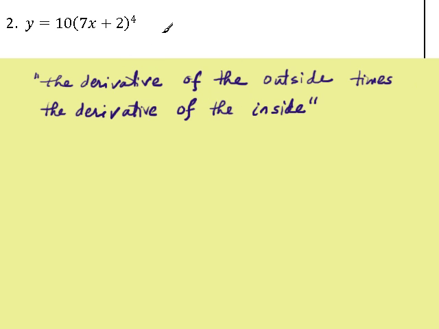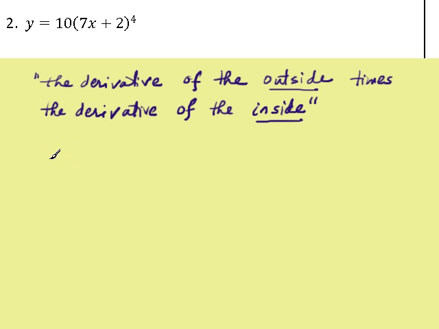In number 2 we just have a function of y, and it happens to contain an inner function and an outer function. So when we see this, we'll just do the chain rule by having this phrase in mind: the derivative of the outside times the derivative of the inside. And we have to be able to recognize the outside and the inside. Well, it's not too hard to do. Usually we have something like a set of parentheses, and what's inside the parentheses would be the inside, or a square root maybe. So here the inside is 7x plus 2, and the outside is parentheses exponent 4.